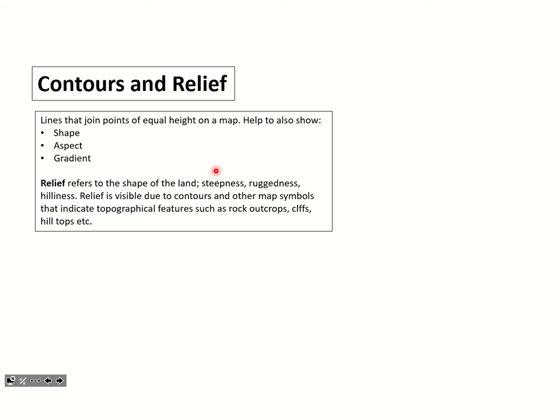Okay, on to contours and relief. Contours, as you should be aware, are lines that join points of equal height on a map. They help us to show the shape of the land, the aspect of a slope, and the gradient of a slope. When we refer to the word relief, we're really referring to all of these things: the shapeness, the steepness, the ruggedness and hilliness of the land, and the contours allow us to make observations about that.